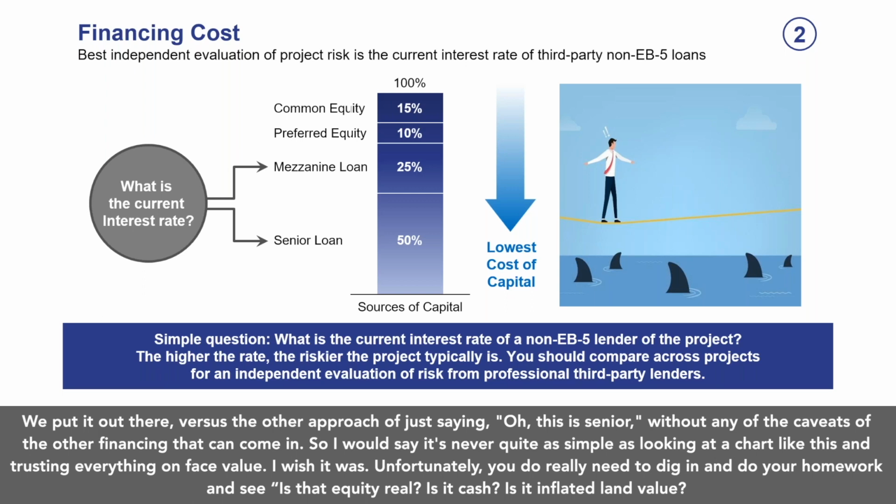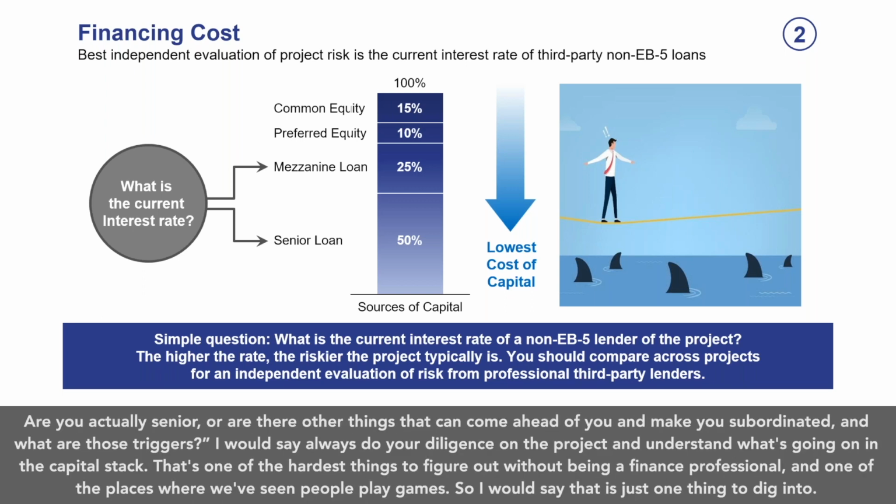So I would say it's never quite as simple as looking at a chart like this and trusting everything at face value. I wish it was. Unfortunately, you do really need to dig in and do your homework and see, is that equity real? Is it cash? Is it inflated land value? Are you actually senior, or are there other things that can come ahead of you and make you subordinated? And what are those triggers? So I would say always do your diligence on the project and understand what's going on in the capital stack. That's one of the hardest things to figure out without being a finance professional, and one of the places where we've seen people play games. So I would say that is just one thing to dig into.